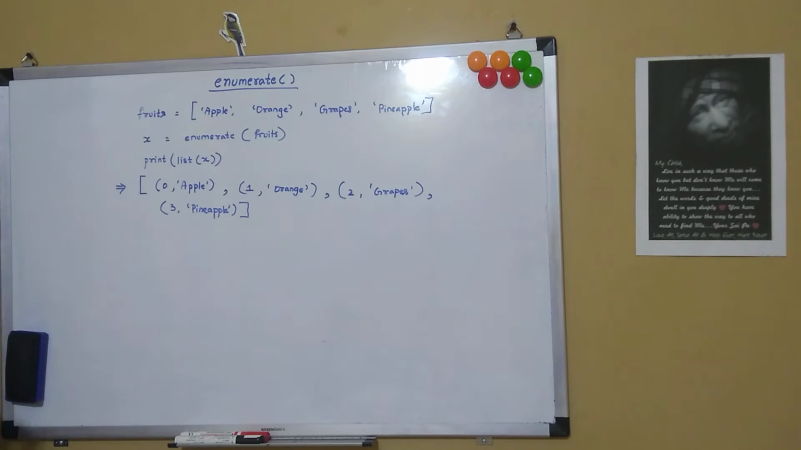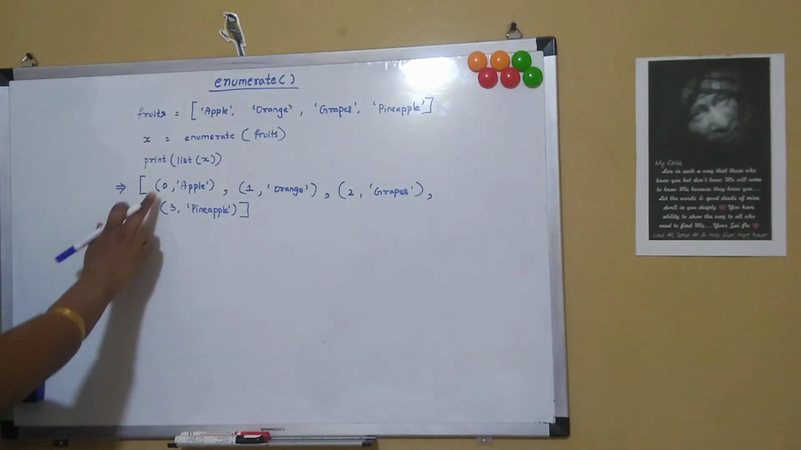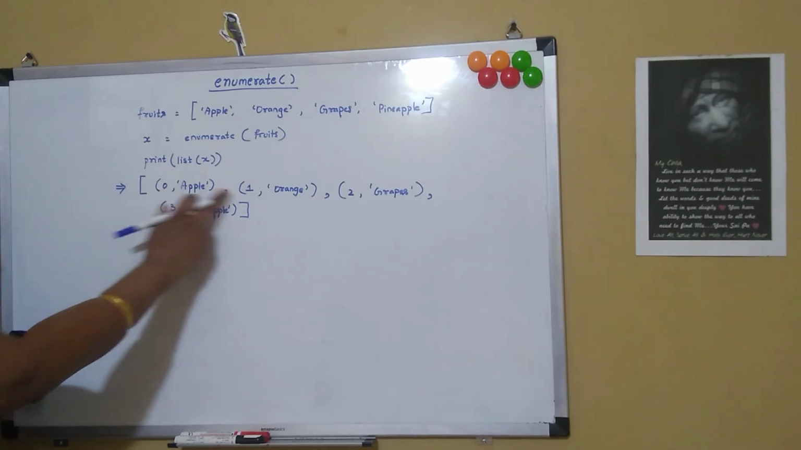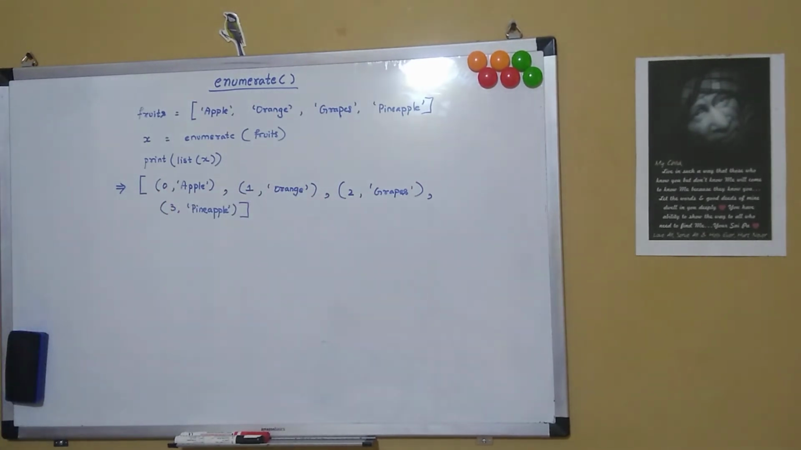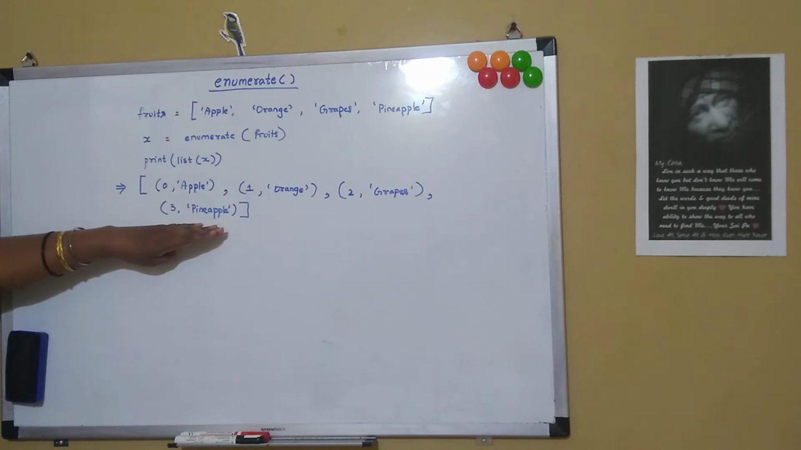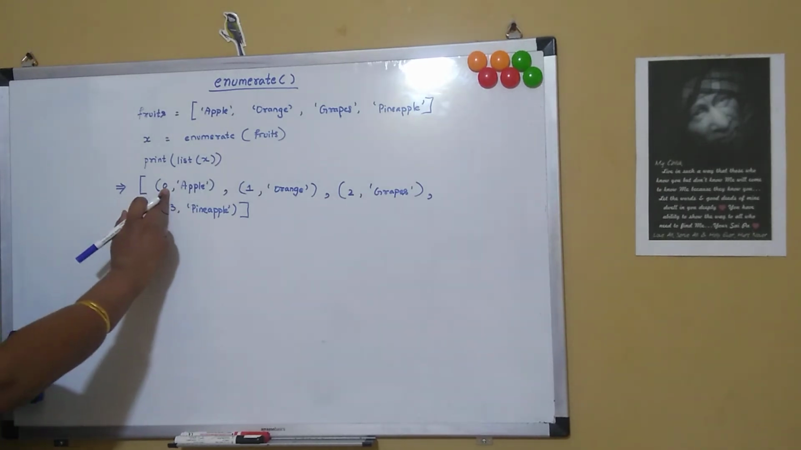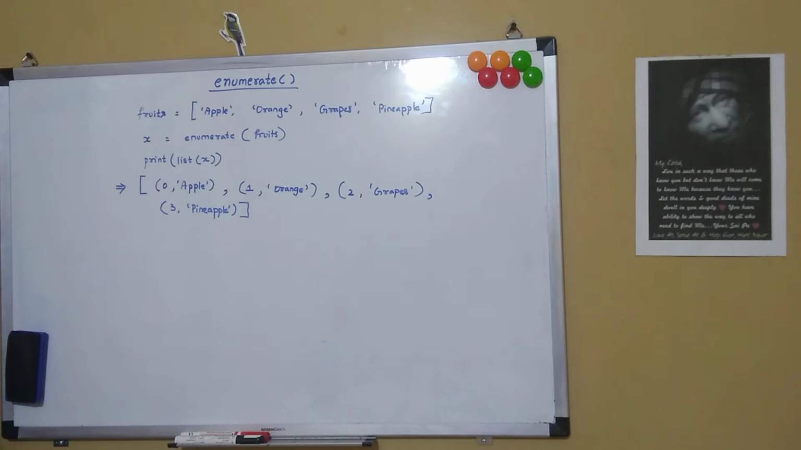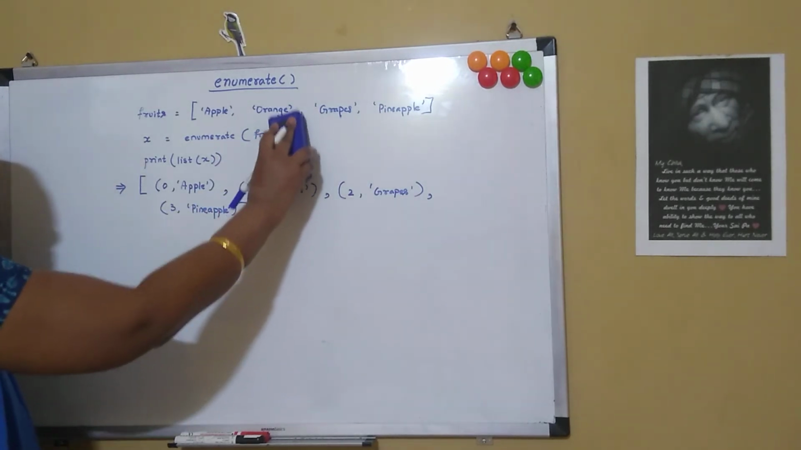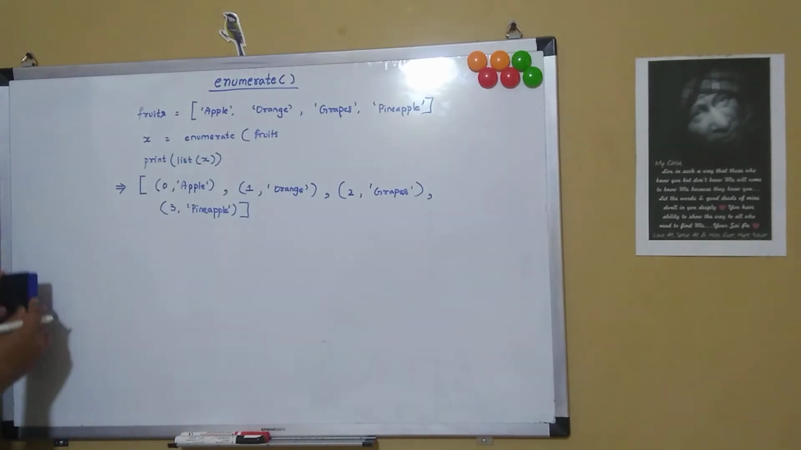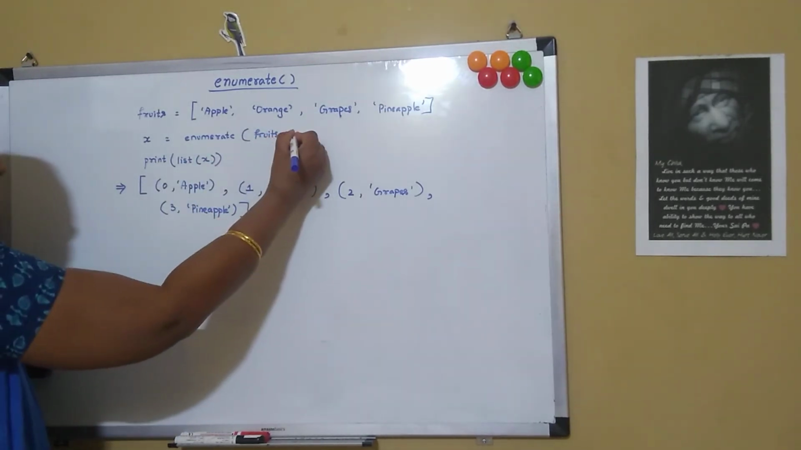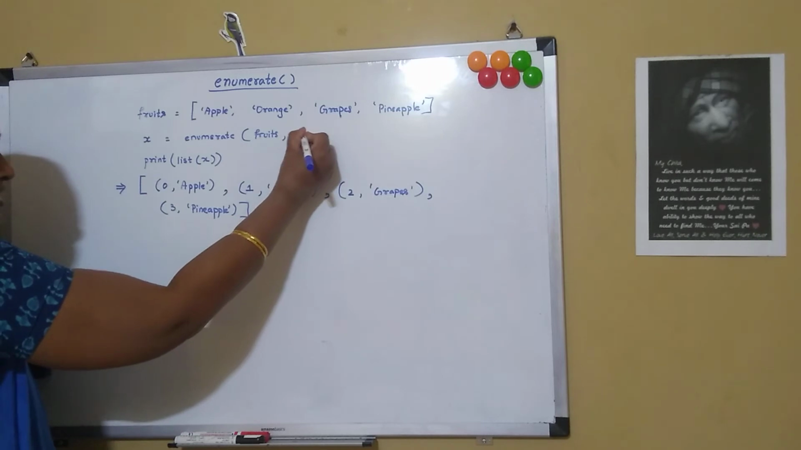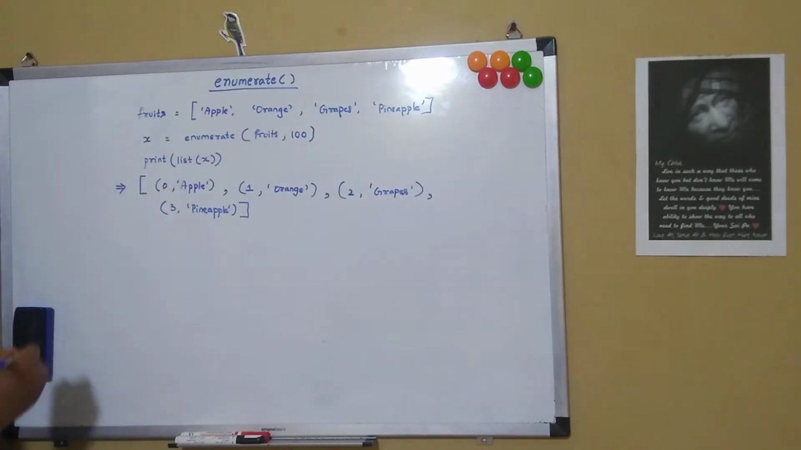So we can keep track of the number of iterations in the iterable. There are 4 iterations, 0, 1, 2, 3, in this particular iterable, and we can keep track with 0, 1, 2 and then 3. Now, suppose I give my start value, comma, 100. If I give 100 as the start value, then what happens to my output?